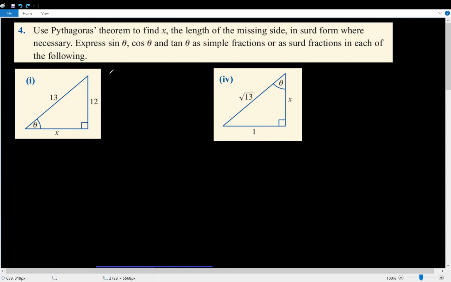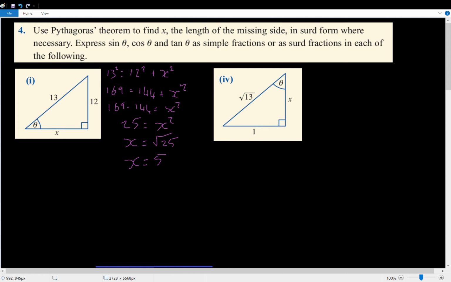So for this, it's going to be 13 squared is equal to 12 squared plus x squared. 13 squared is 169, 12 squared is 144, and x squared is just x squared. Now we need to get this solved, so we're going to bring our 144 over. So we get 169 minus 144 is equal to x squared, which means 25 is equal to x squared, which would mean that x is equal to the root of 25, so x equals 5.